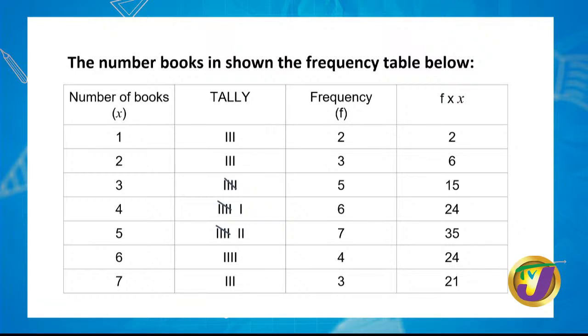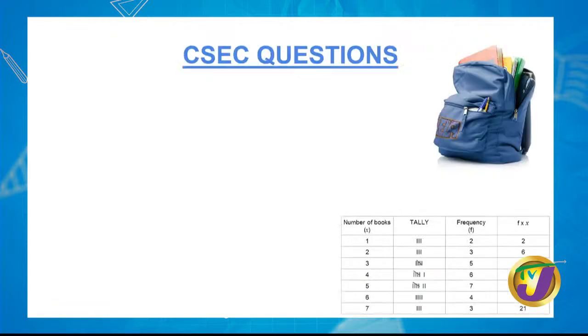Oh, okay. Right. So we actually have 2 persons with 1 book in their bag. And we have 5 students with 3 books each. That would be 15 books for those 5 students. And we can continue going down, and that will give us the number of books for each of these groups of students.